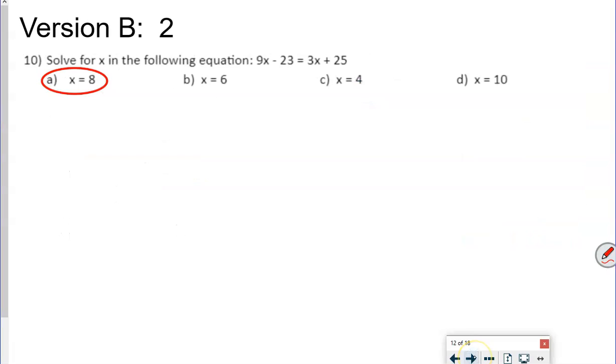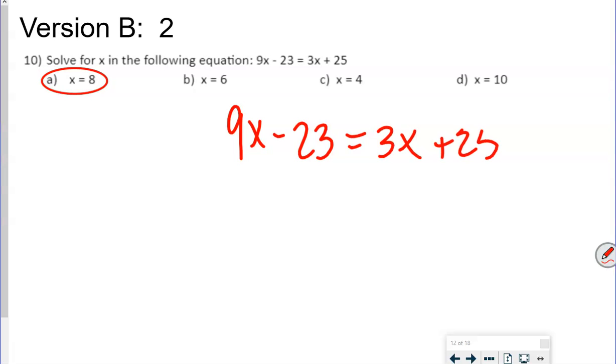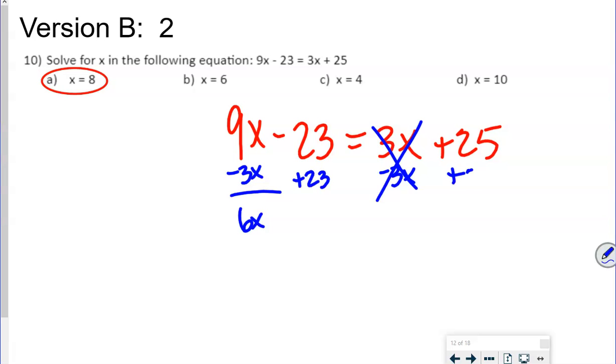All right, number 10. It says solve for x in the following equation. So I'm just going to rewrite the equation. 9x - 23 = 3x + 25. Remember, we want to get like terms on the same sides of the equal sign. So the first thing I'm going to do is subtract 3x from both sides. So that's going to give me 6x here, right? Now that's gone. And then we're also going to add 23 to both sides, okay? So now that's gone from there, and this is going to be equal to what? 49.